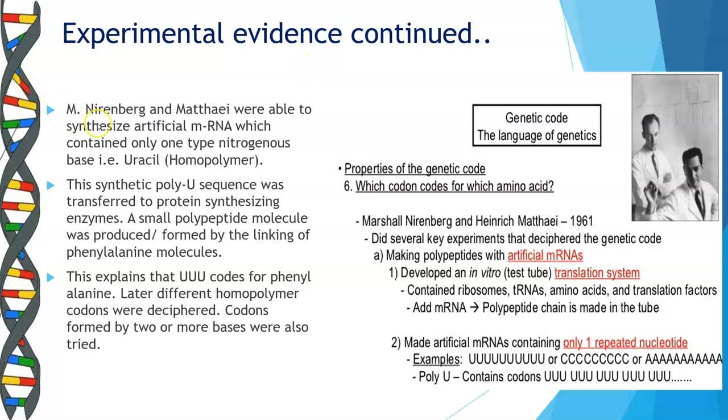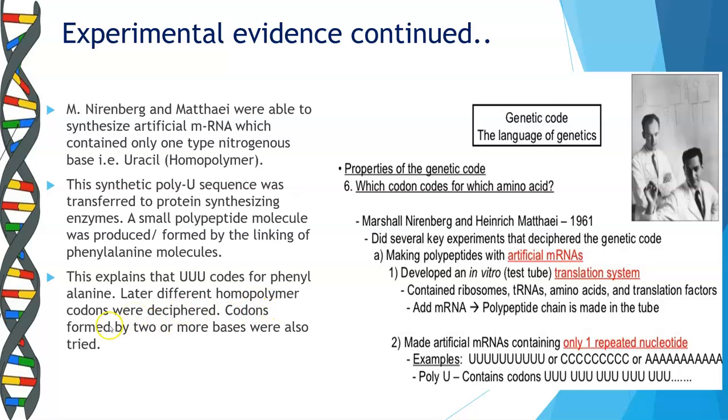The next experimental evidence was given by Nirenberg and Matthaei. They were able to synthesize artificial mRNA which contained only one type of nitrogenous base, for example uracil, which is also called a homopolymer. They synthesized poly-U sequences which they transferred to protein synthesizing enzymes. A small polypeptide molecule was produced, formed by the linking of phenylalanine molecules. Here they used only one nucleotide, for example they formed UUU, CCC, AAA. Poly-U contained codons, triplets of only uracil, and they found out that UUU codes for phenylalanine.